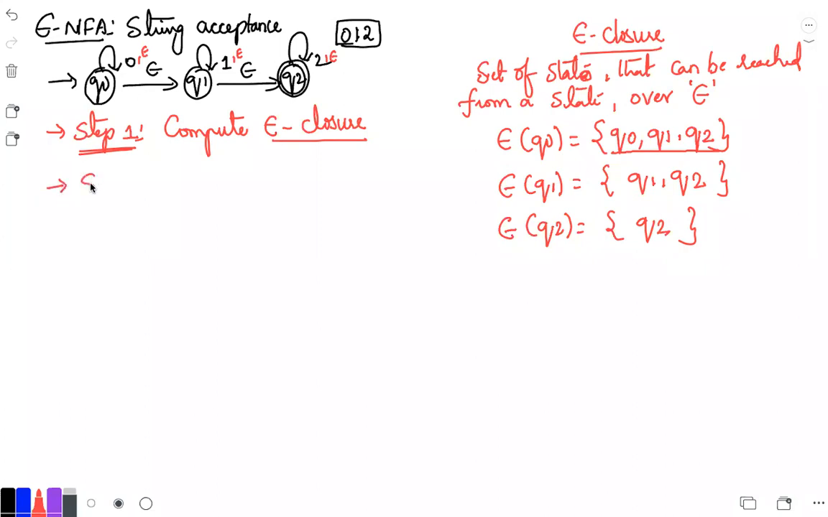Step 2 is to compute the transition functions. So step 2 is computation of the transition function.